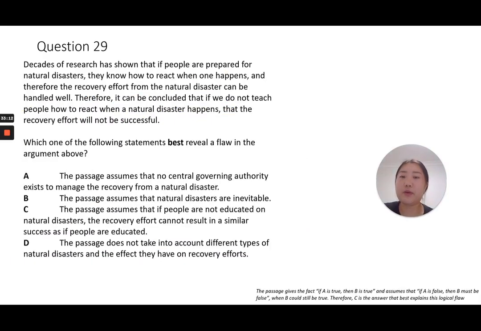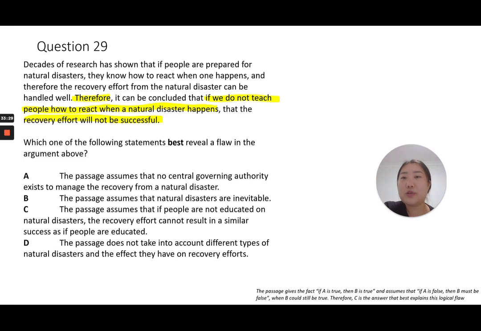Okay, we want to find the flaw in this argument. So let's highlight the argument. Therefore, our keyword here, it can be concluded that if we do not teach people how to react when a natural disaster happens, then a recovery effort will not be successful.